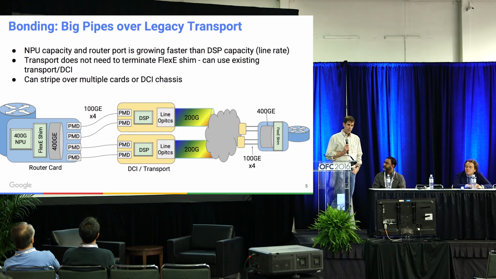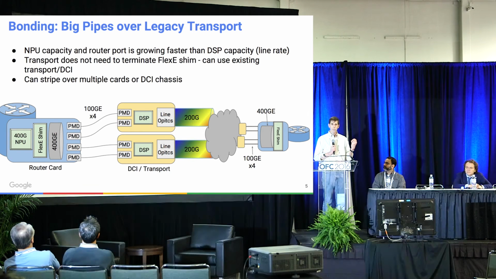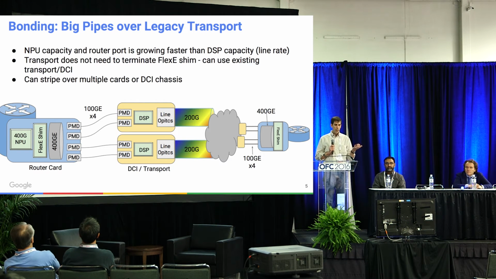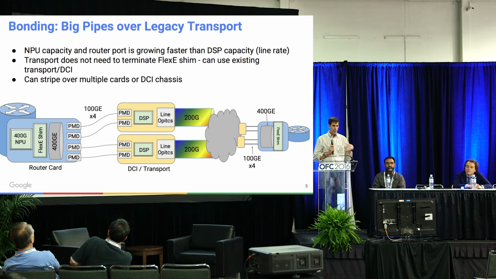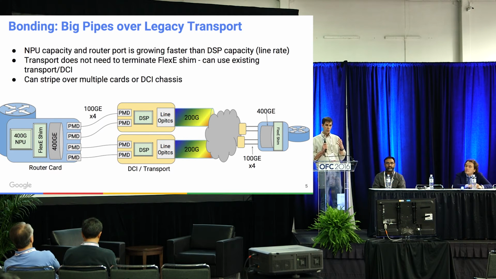So the first case is, if we look at 400 gig E, the NPUs are going up to 400 gig E, but we want to be able to utilize current technology DSP transport gear, where we're looking at 100 or 200 gig wavelengths. So for that 400 gig router card, rather than having to get a new muxponder that does a proprietary inverse muxing of a 400 gig on the transport, we want to be able to leverage these 100 gig or 200 gig transport boxes. And we can do that by bonding that 400 gig E. The FlexE shim will stripe that 400 gig E over 100 gig E client-side interfaces.